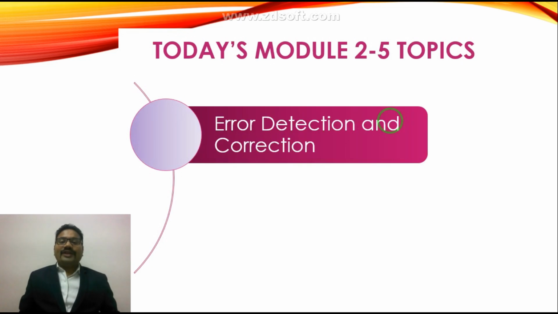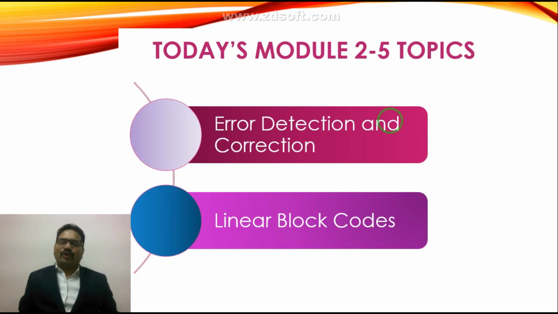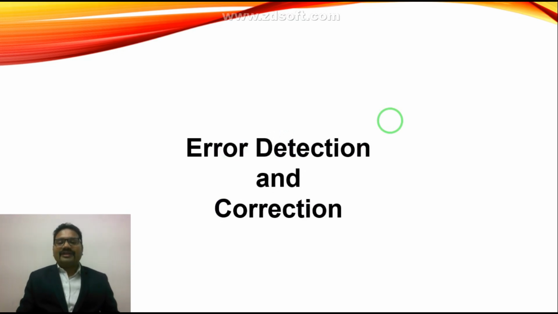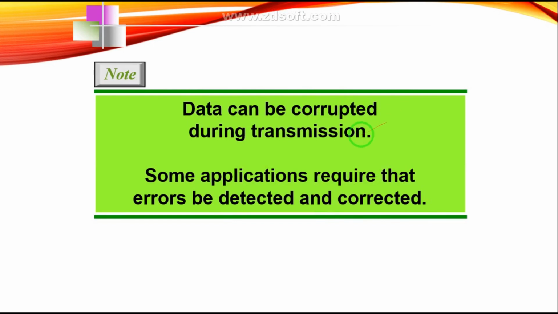So today we are going to start a new discussion with error detection and correction and what are linear block codes. Talking about error detection, as we know students, whenever bits flow from one point to another, they are subject to unpredictable changes because of interference. These interferences change the shape of the signal. Some applications require that those errors need to be detected and corrected, because due to these interferences, the data gets corrupted.